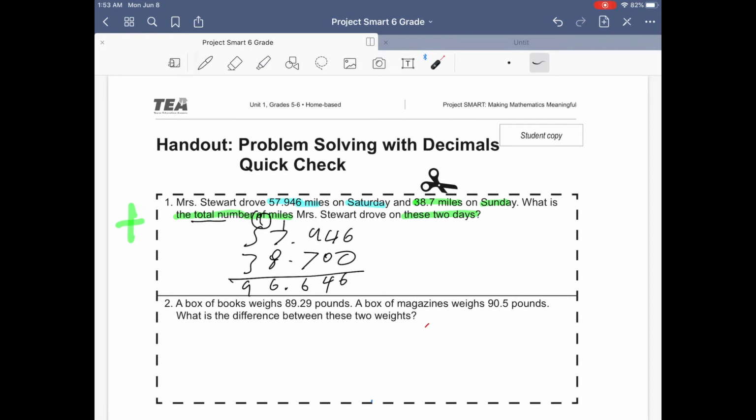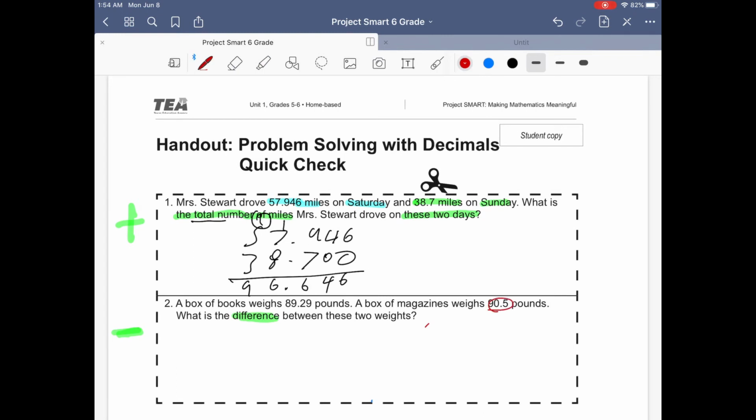All right, so let's go ahead and look at number 2. So it says a box of books weighs 89.92 pounds. So that's one box. The other box of magazines weighs 90.5 pounds. All right, and they want to know the difference between the two weights. So when they say the word difference, that means that they want to subtract. So you got to look out for those kind of keywords. Difference, subtract, right?